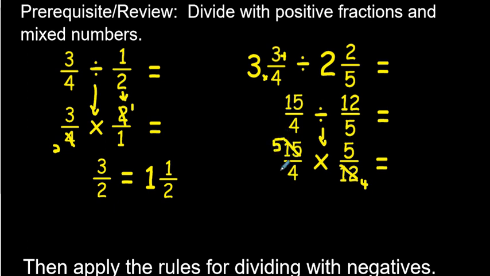There are no other common factors. Just because 4 and 4 are the same, they're both in the denominator. In order to cross cancel, one has to be in the denominator and one must be in the numerator. So we multiply across. 5 times 5 is 25, and 4 times 4 is 16. Now we need to convert this improper fraction back into a mixed number. 25 divided by 16 equals 1 9/16.